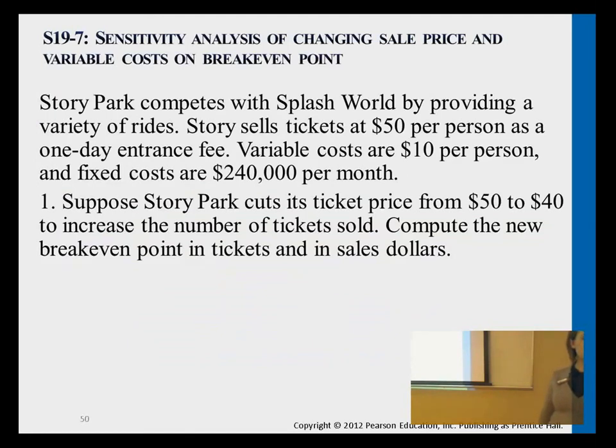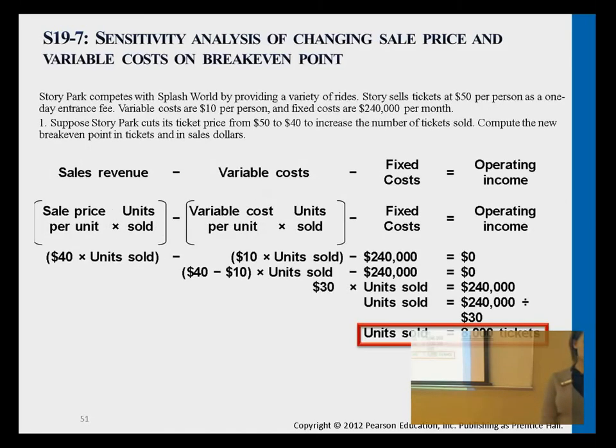So Story Park competes with Splash World by providing a variety of rides. That's 19.7. Story sells tickets at $50 per person as a one-day entrance fee. Variable cost is $10 per person and fixed cost is $240,000 per month. So they ask, suppose Story Park cuts its ticket price. Okay, so what do we have here? We have a decrease in price from 50 to 40 to increase the number of tickets sold. That's their strategy. They think that if they decrease the price, more tickets are going to be sold, right? Compute the new break-even point in tickets and in sales dollars.